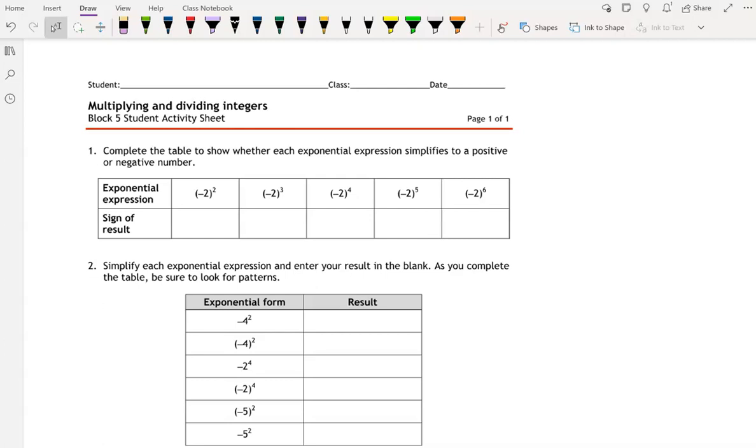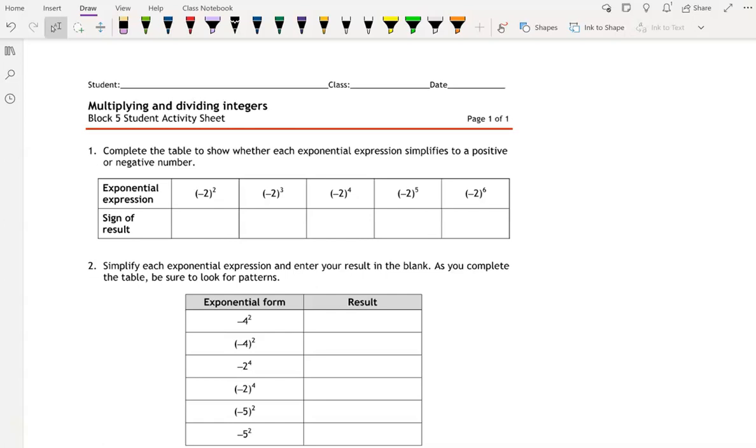Hi, and welcome back. We are taking a look today at Topic 6, Block 5 in multiplying and dividing integers, and taking a look at how integers can affect your end result or your product when you're dealing with negative numbers, and what some of those look like. So let's get started right away.